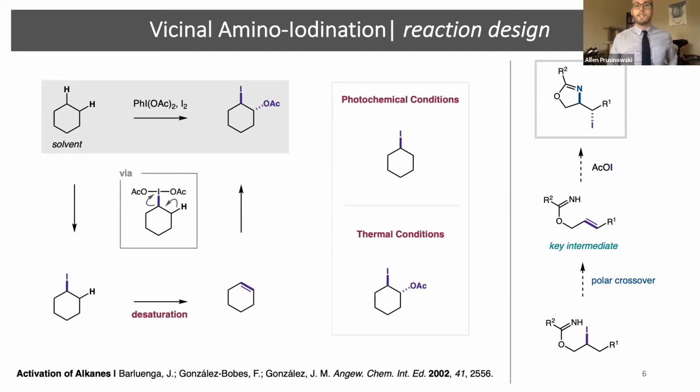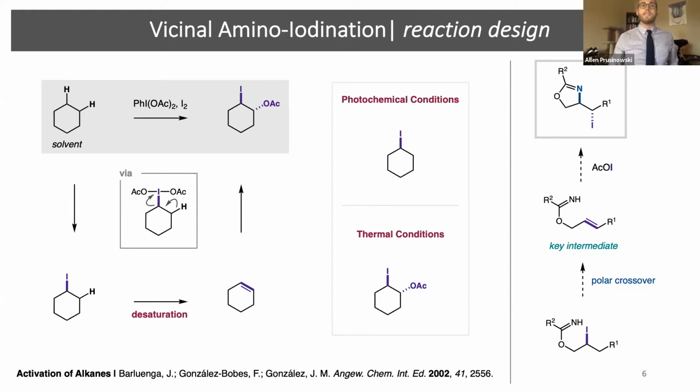So we thought this would be feasible based on work out of the Barluenga group showing that alkyl iodide elimination can occur through a polar mechanism in the presence of a hypervalent iodine. In this process, first you undergo a C–H iodination and then a desaturation, which presumably undergoes this lambda-3 iodine intermediate. Following elimination, you can go through this iodoacetoxylation.